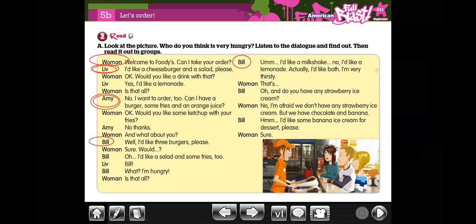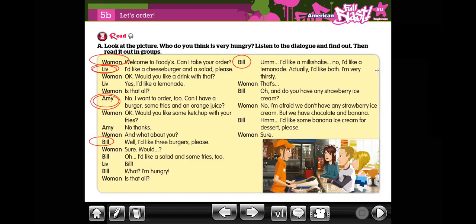Welcome to Foodies. Can I take your order? I'd like a cheeseburger and a salad, please. Okay. Would you like a drink with that? Yes, I'd like a lemonade. It's a dollar. No, I want to order.